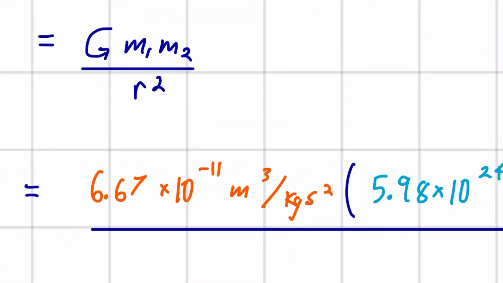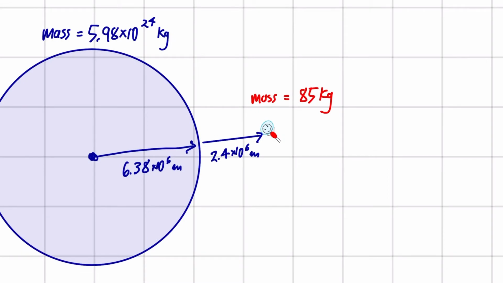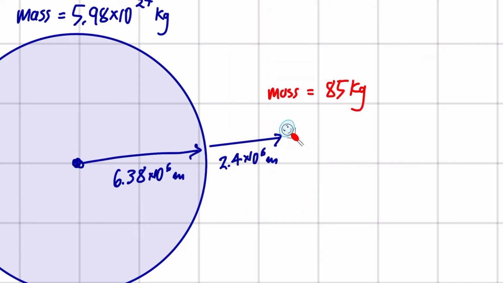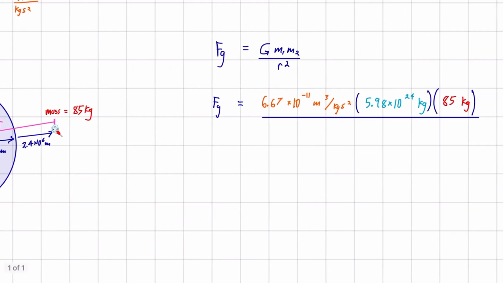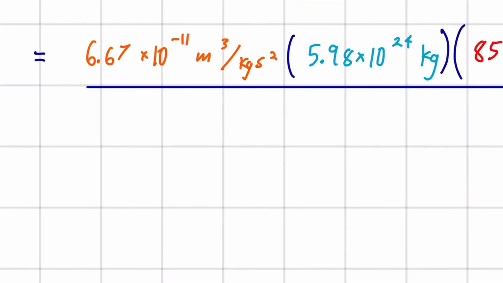radius squared. So what is our radius? Well, we have two distances: 6.38 times 10 to the 6 and 2.4 times 10 to the 6. The radius that we are actually concerned about is the distance from the center of the Earth to our object. This is the radius that we care about. So we need to add these two values. Let's write that like this.